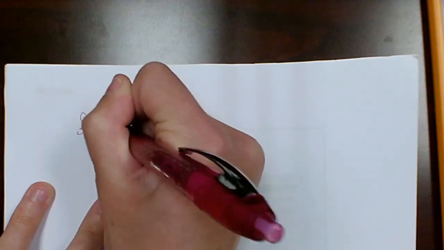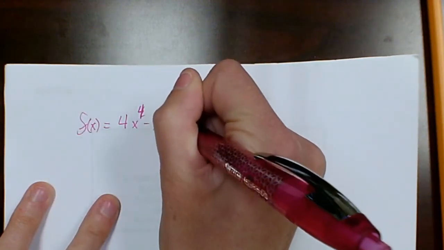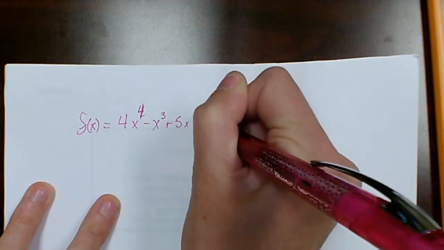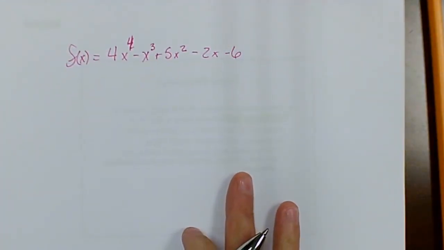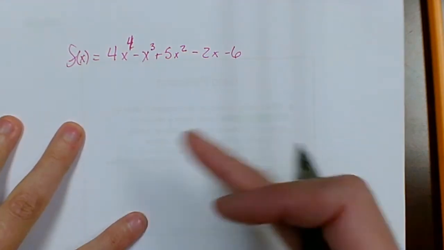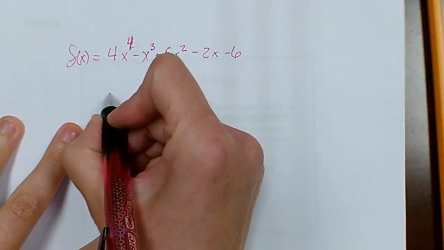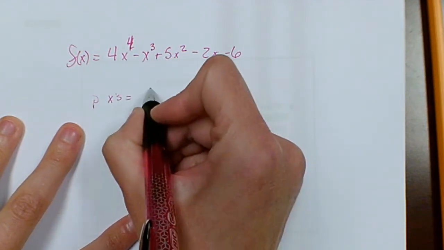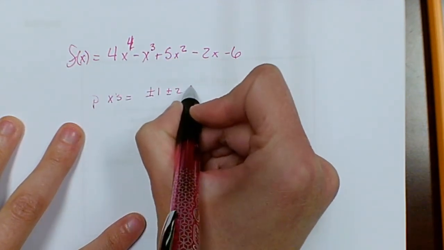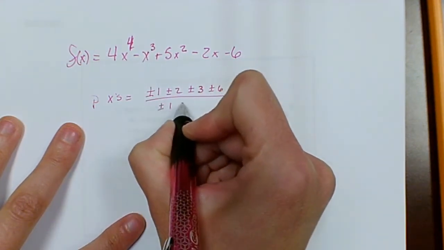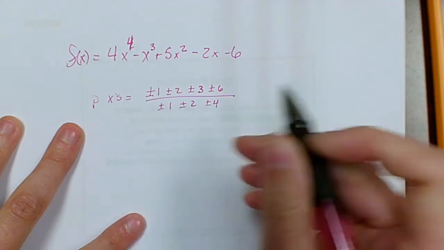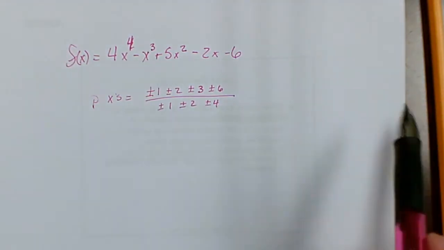Oh, and this one, I'm not sure if it repeats or if we have imaginary values. If you have imaginary values, you just throw them out and just graph the real ones. So let's go possible x's. That's going to be plus and minus 1, plus and minus 2, plus and minus 3, plus and minus 6, all over plus and minus 1, 2, and 4. So there's a lot of combinations here. You can list them out if you want to.